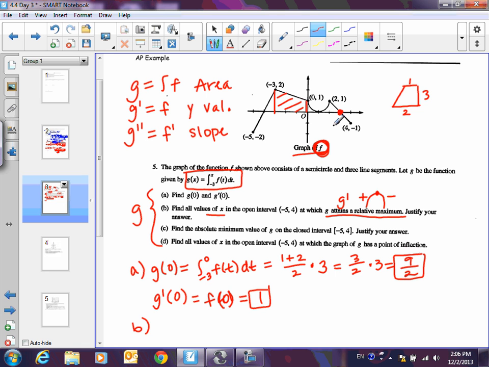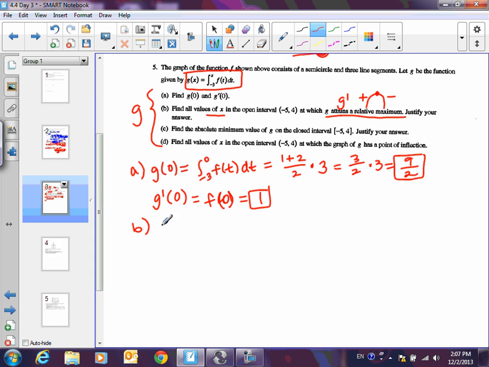So I want you to notice this, if you just do one piece at a time and follow the cookie crumbs, you're going to get to it. It's not that hard. But you've got to go slow and you've got to really think through it. G has a max when G prime changes positive to negative, G prime's the same as F, positive to negative. All right, so x equals 3. And we do need to write our justification.